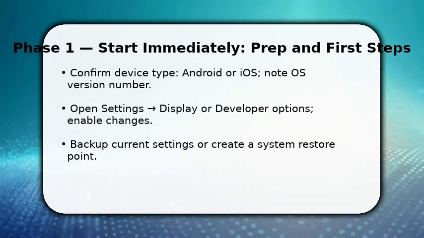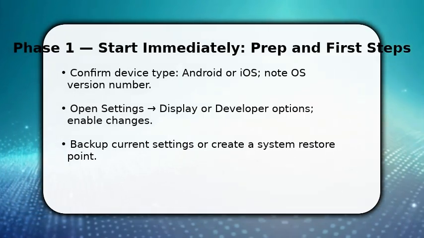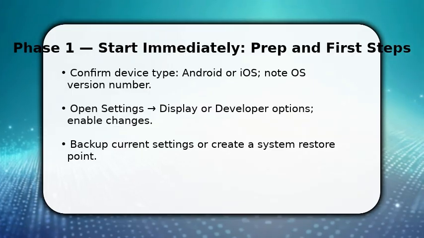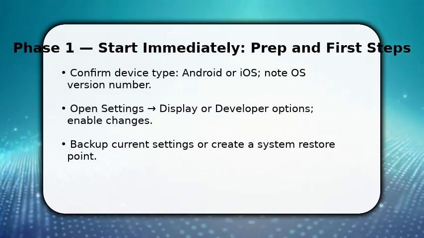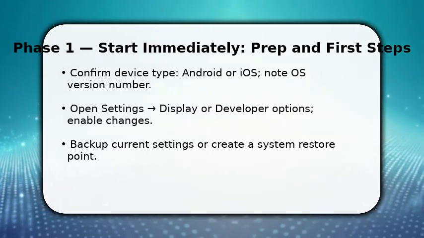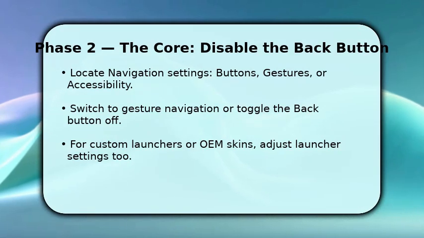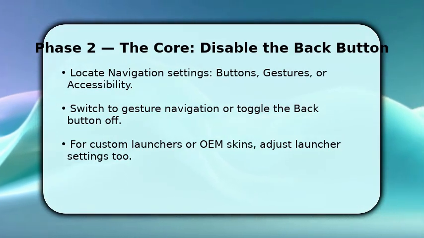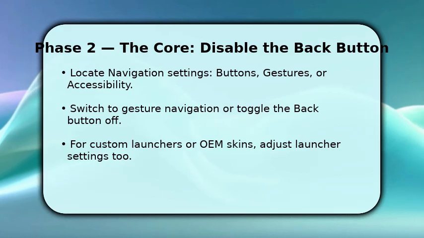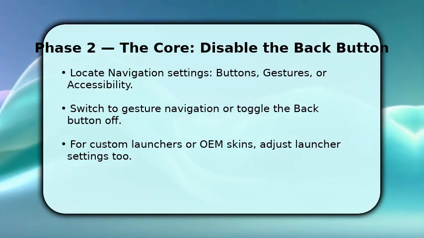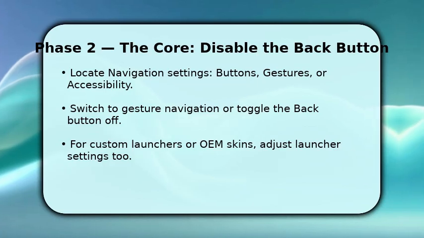Once there, prepare to disable the on-screen back key by switching to Gestures or toggling the back button option off, and keep an eye on permission prompts. You now perform the change that removes the back button. Open Navigation Settings and choose between Buttons, Gestures, or Accessibility.